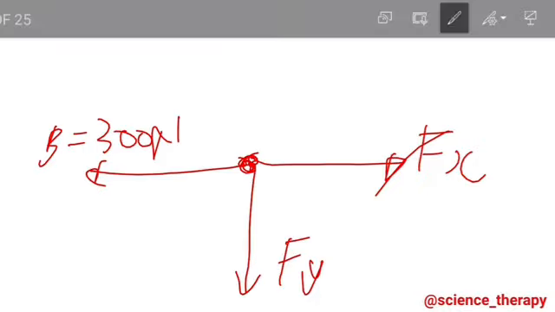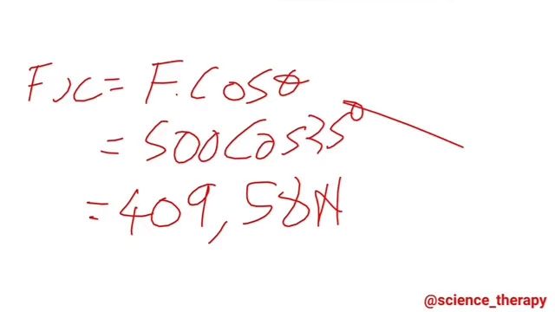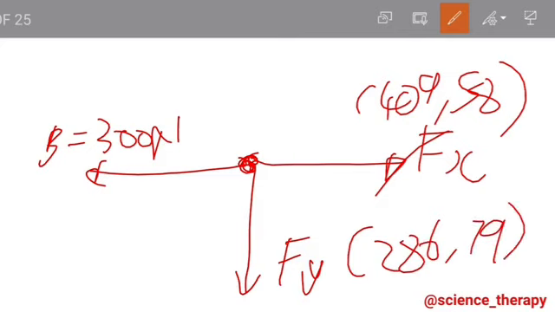Now we have it like that. Let's try to put it in here. So we have 409.58. And for Fy, we have 286.79. Again, if we have to calculate the sum of the horizontal forces, we can see these two forces are not in the same direction. So they have to subtract. We choose this one as the positive side and this one as the negative side. Now we can only see for the Fy, we have one force, so it's not going to add or subtract to anything.